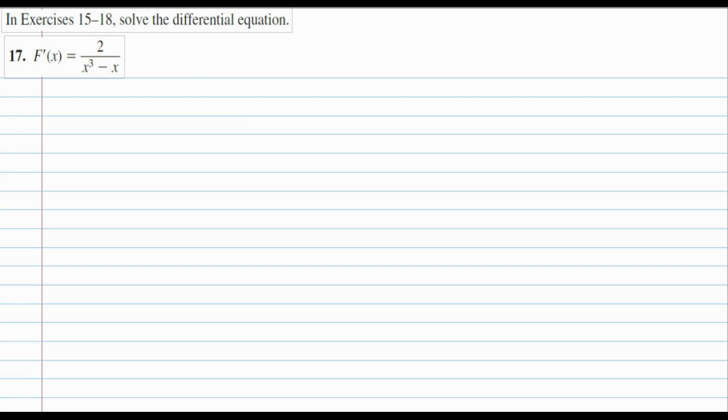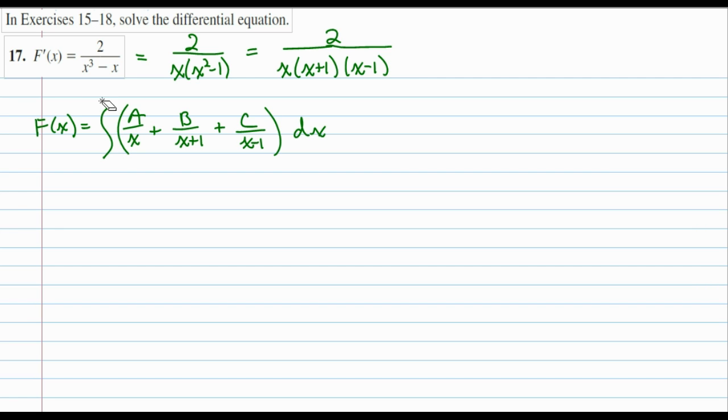The first thing I'm going to do is factor the denominator. I'll pull out an x and then break that difference of squares into x plus 1 times x minus 1, which means I'm trying to find the antiderivative of a constant over x plus a constant over x plus 1 plus a constant over x minus 1 dx. To set up my partial fractions, the constant A gets multiplied by x plus 1 and x minus 1, B by the other two, and C by the other two. That would equal my first numerator of 2.